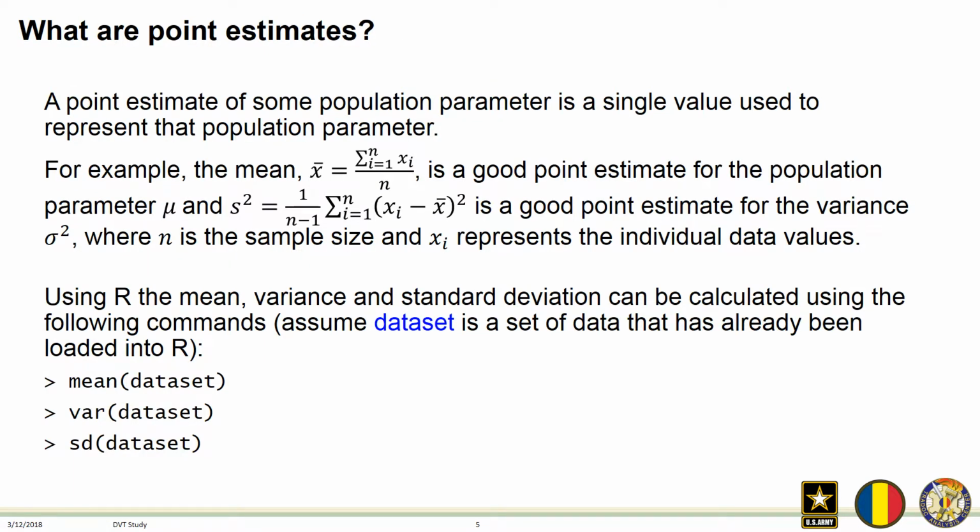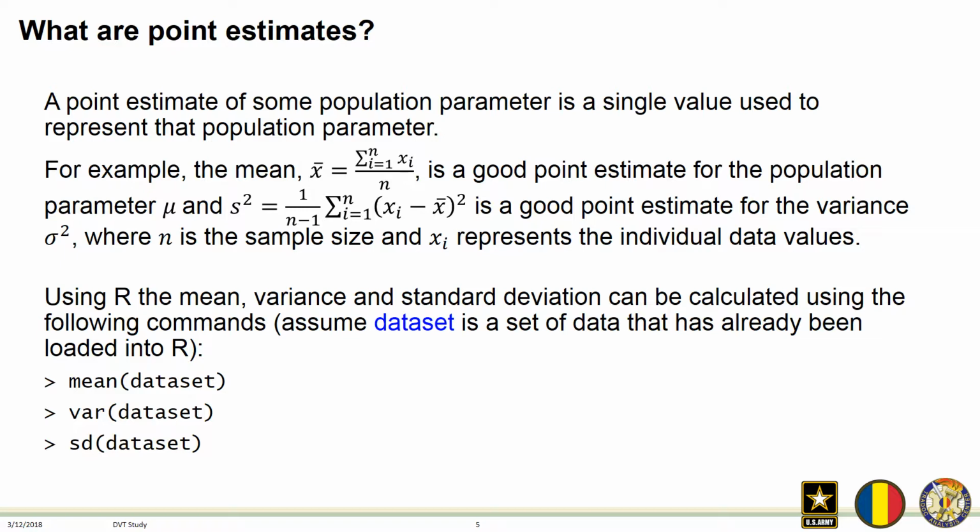So a point estimate of some population parameter is a single value used to represent that population parameter. For example, the mean is a good estimate for the population parameter mu. S squared is a good estimate for the population parameter sigma squared, the variance.